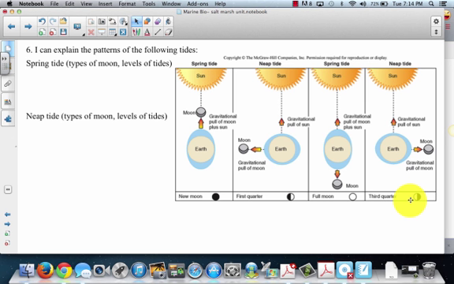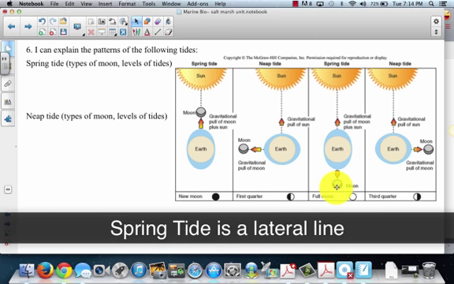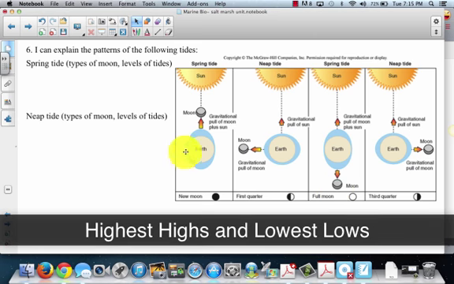I also want you to know where the Earth is in relation to the moon and the sun. When you look at a spring tide, you have the moon either directly in between the sun and the Earth, or you have the moon on the opposite side of the Earth and the sun, but they're in a lateral line. And that's something you need to know. Spring tide is a lateral line. But how does it affect the tides? In a spring tide, you have your highest highs and you have your lowest lows.